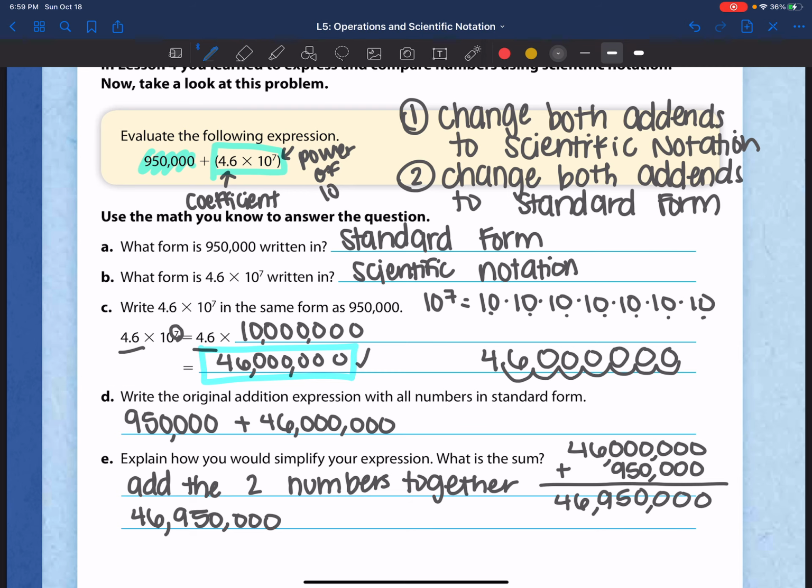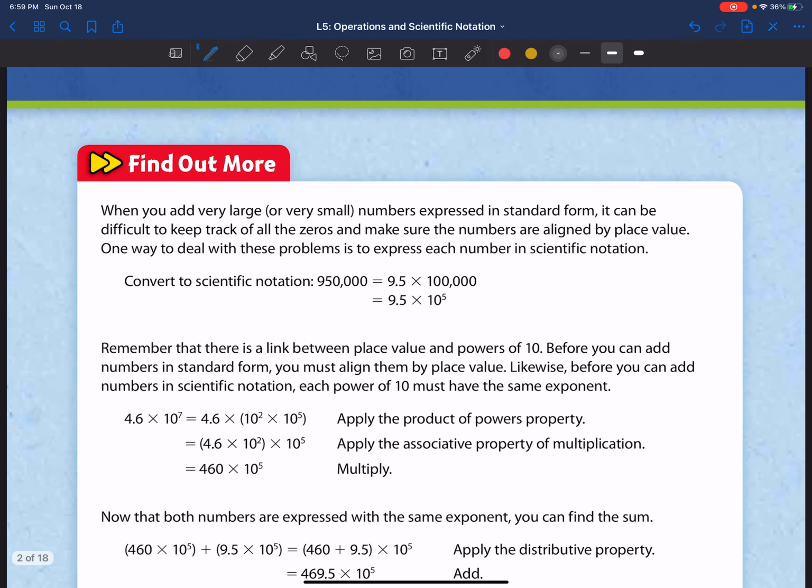Let's go ahead and move on to the next page. Find out more. When you add very small or very large numbers expressed in standard form, it can be difficult to keep track of all the zeros and make sure the numbers are aligned by place value. One way to deal with these problems is to express each number in scientific notation.